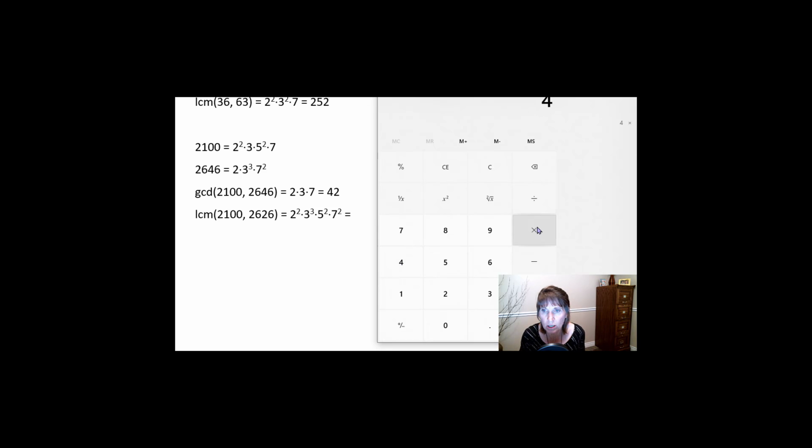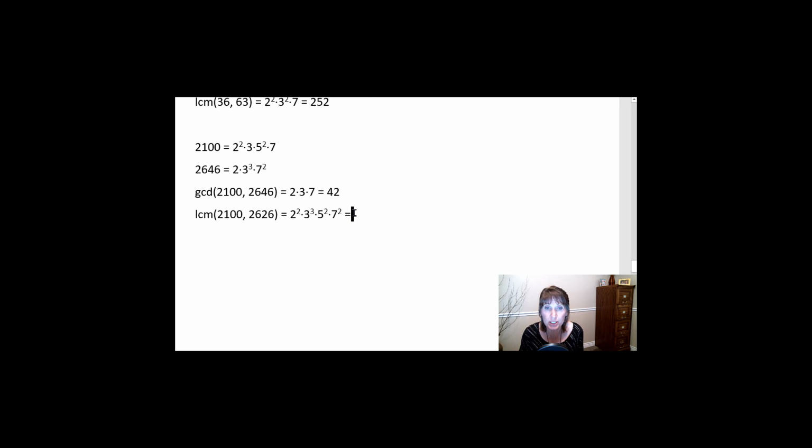All right, so what's the least common multiple? Well, we just multiply all these together. So we've got 4, and then we've got 3 cubed, so that's 27, 25, and 49. So let's go ahead and multiply that. 4 times 27 times 25 times 49. And the least common multiple is 132,300. So 132,300. There you go.